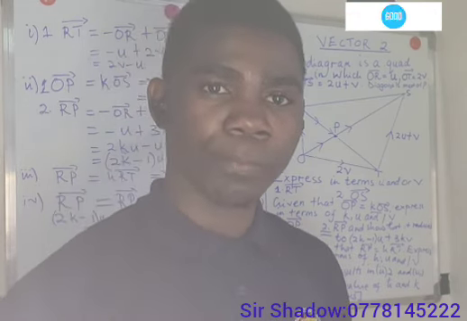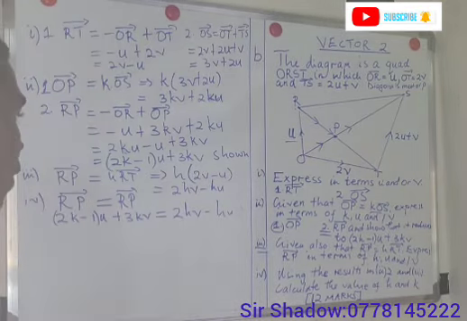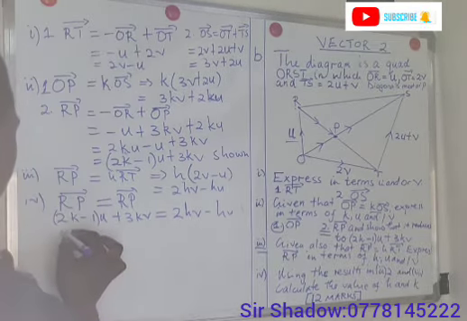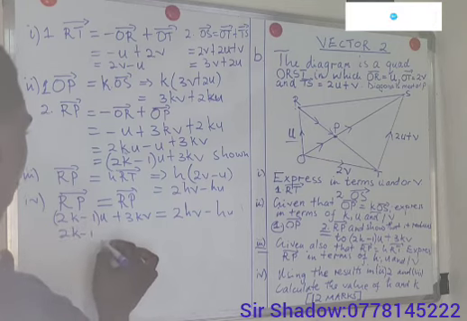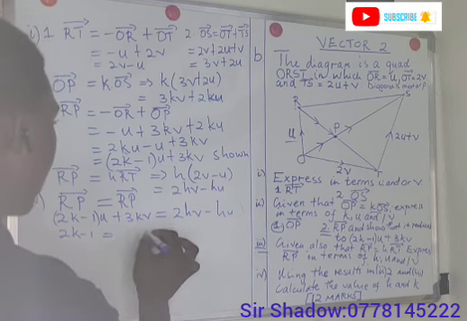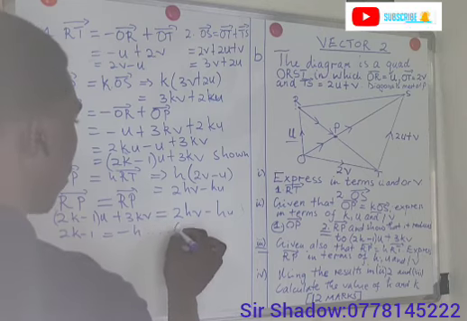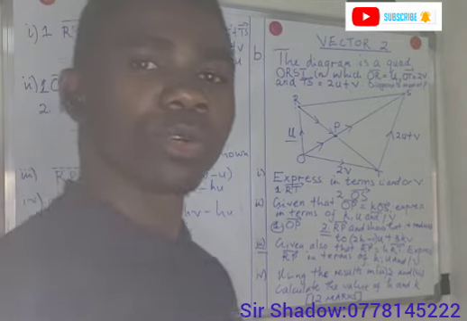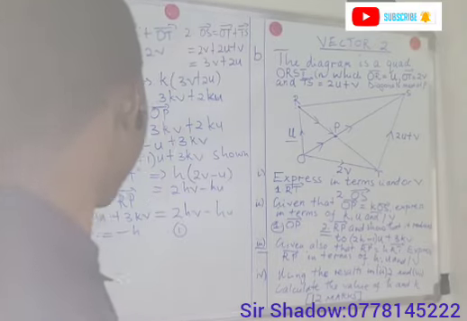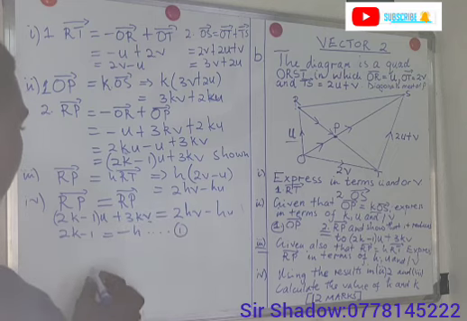For equation number 1, let's take the coefficients of u. Taking the coefficient of u on the left hand side, the coefficient of u is 2k minus 1, is equals to the coefficient of u on the right hand side, which is negative h. Then call it equation number 1. So let's now formulate equation number 2. We have to take the coefficient of vector v, which is 3k.